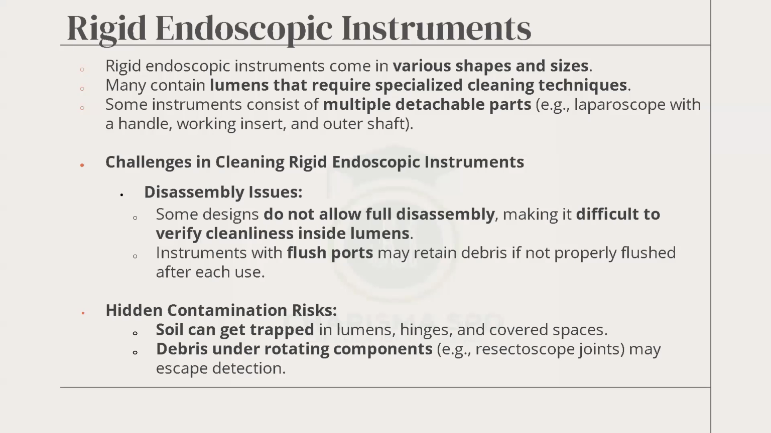The challenge, it says, is that some designs do not allow full dismantling, making it difficult to verify cleanliness inside lumens. So you cannot dismantle some of them. Instruments with flush ports may retain debris if not properly flushed after each use. So you have to flush every one that has a channel. If a brush can go through, use a brush. Or if the IFU says the manufacturer provided a brush, use the brush and go through. Check the tip of the brush to see if there's any debris. If you don't have one, flush it so that you don't leave any lint or leftover bristles from brushes in there, because that can harm the patient.